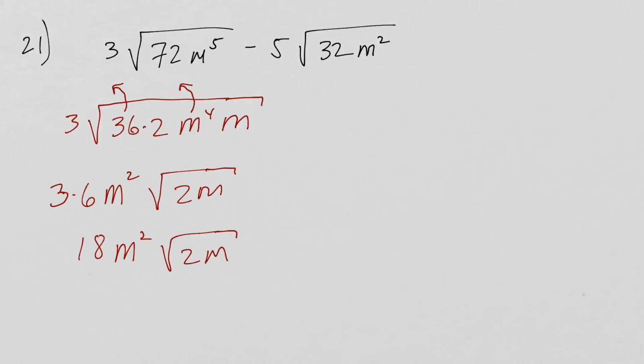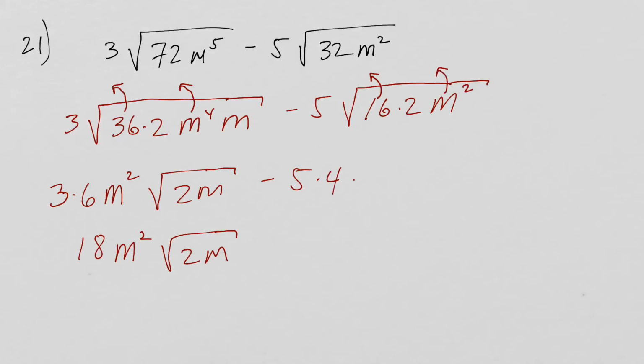Okay, so that's the first term. Minus. I'm going to have my 5 out here. I'll rewrite this as 16 times 2 m squared. So I have my 5 sitting out there. I take out my 16 and it becomes a 4. I take out my m squared and it becomes an m. And I'm left with root 2, and there's no m in there. So this becomes 5 times 4, which is negative 20 m root 2.